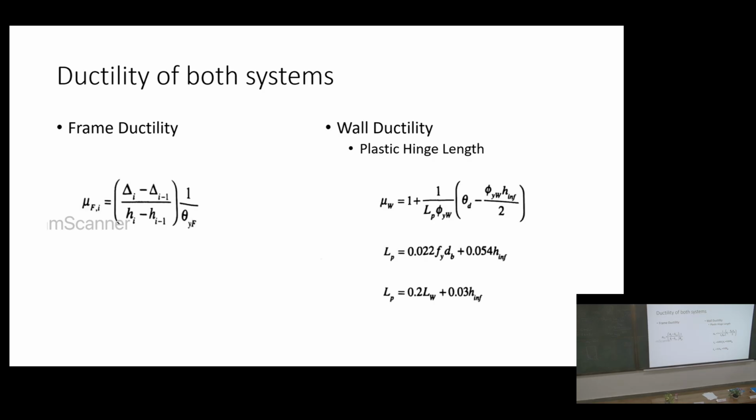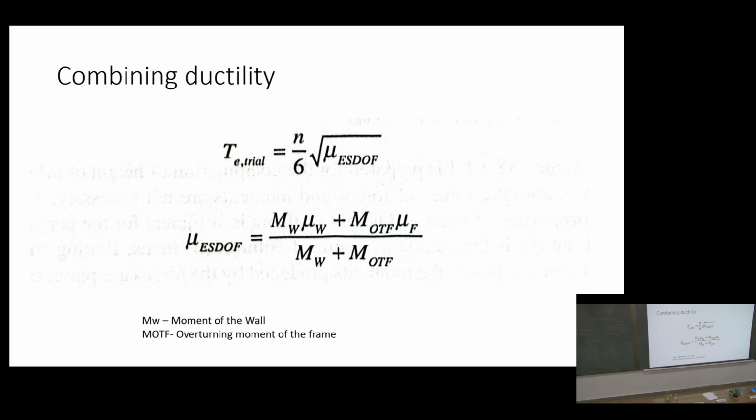So we have the wall ductility, we have the frame ductility. Now we have to combine the two to get the system ductility, right? So the first step would be to combine the two to come up with the ductility of the SDOF system. So you have the wall ductility, the frame ductility, the overturning moment of the wall, and the overturning moment of the frame itself.